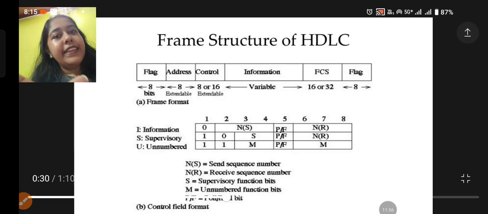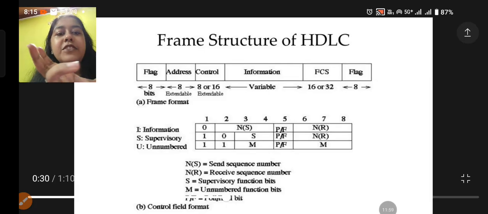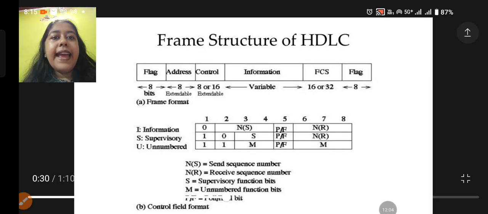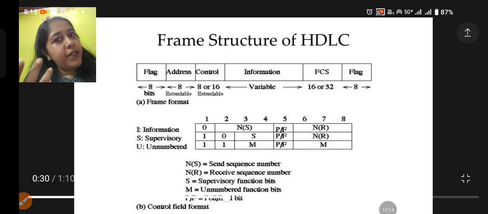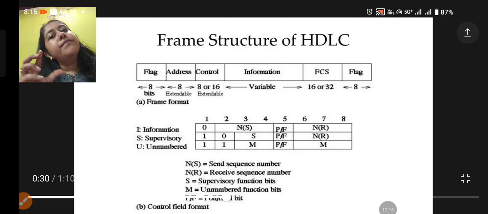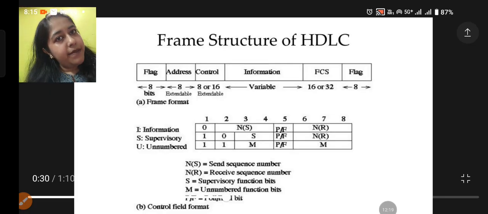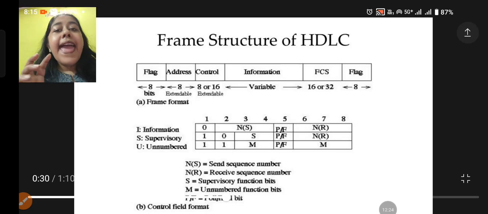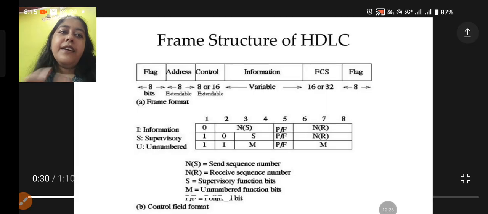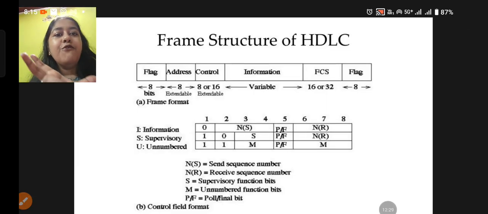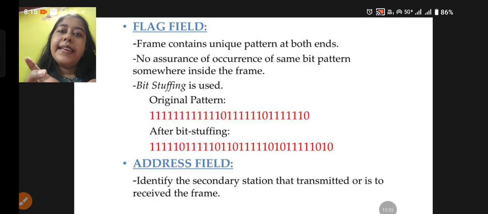So basically the nature of this is which field will have how many bits, and it is being shown here. The flag field will have 8 bits, the address field again 8 bits, which can be extendable also. The control field will be 8 or 16 bits, and it can also be extendable. The information field can have a variable number of bits, and the FCS will have 16 or 32 bits. And again the flag field will have 8 bits. So this is the frame structure of your HDLC.